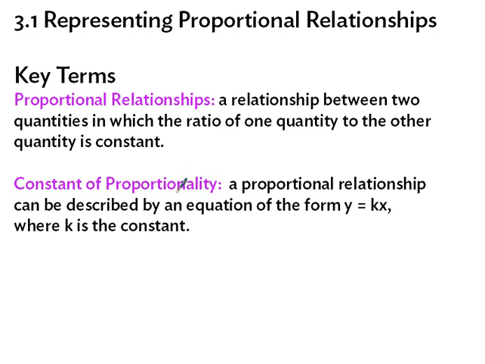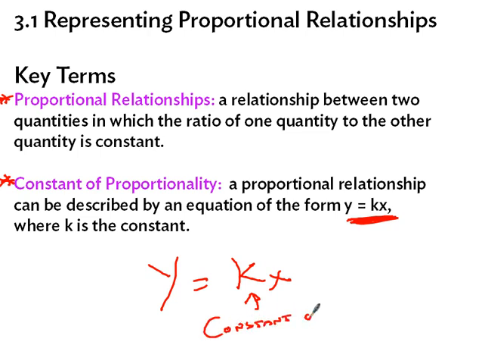All right, guys. We're in Module 3 now. We're going to talk about proportional relationships. So, two key terms here: proportional relationship and constant of proportionality. Constant of proportionality and proportional relationships can be described by an equation of y equals k times x. So, if we need to write that bigger, we can. But the big thing is this k, this is the constant of proportionality.